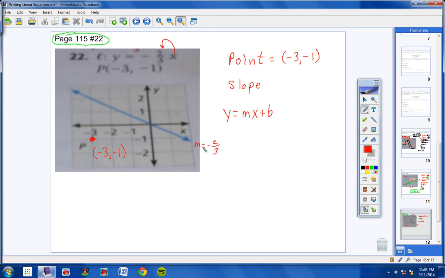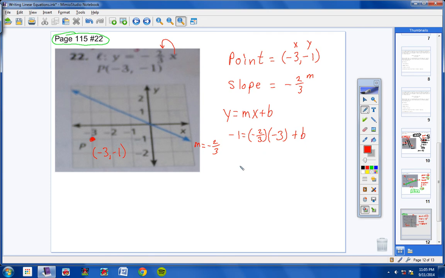Now think about that. If the slope of this blue line is negative 2/3 and the line I'm looking for is parallel, then they have the same slope. So my slope is negative 2/3. So I have an x, I have a y, I have an m. I'm ready to use my formula. Where the y is, I will substitute negative 1. Where the m is, I will substitute negative 2/3. Where the x is, I will substitute negative 3. And then bring down my positive b.